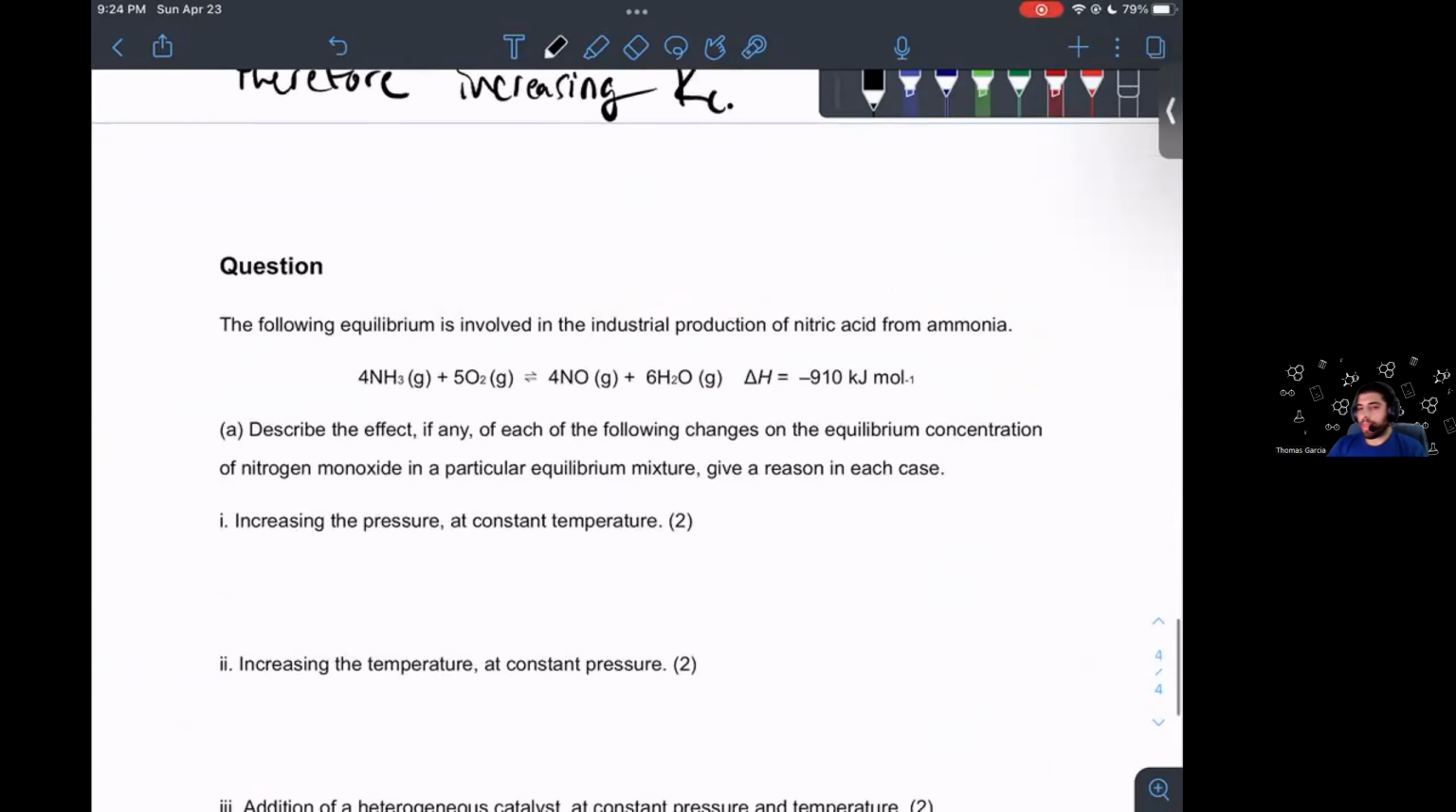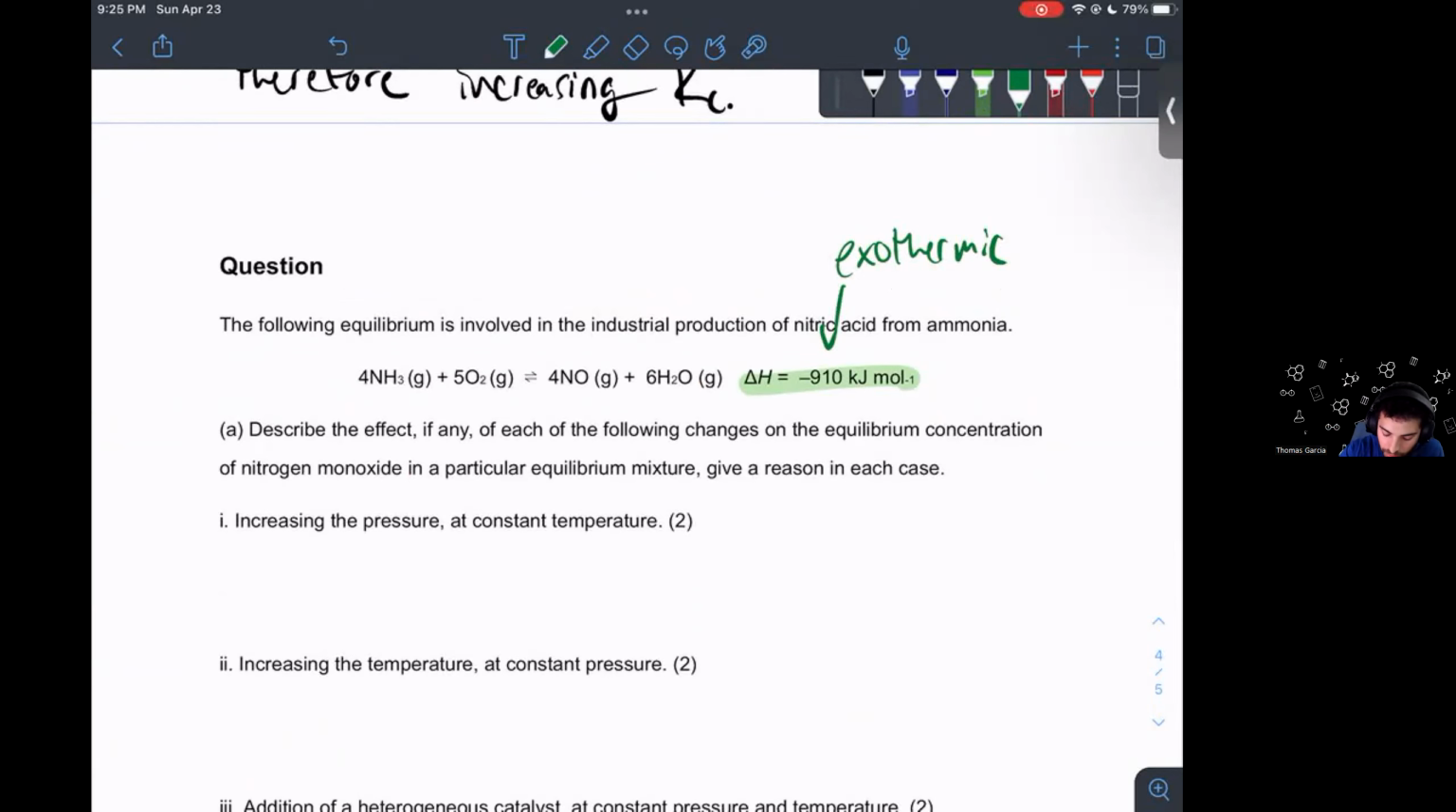All right, last problem. Let's run right through this one. The following equilibrium is involved in the industrial production of nitric acid from ammonia. And once again, we're given a balanced equation. We notice straight from the top, delta H is negative, therefore this is going to be exothermic. Just pick those up right off the bat. Describe the effect, if any, of each of the following changes on the equilibrium concentration of nitrogen monoxide in a particular equilibrium mixture. Give a reason in each case.